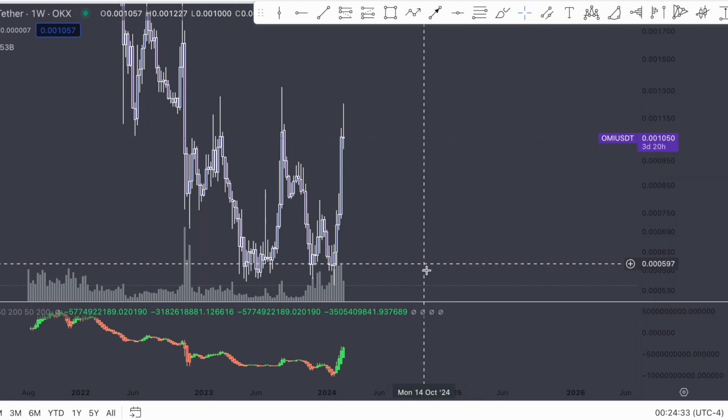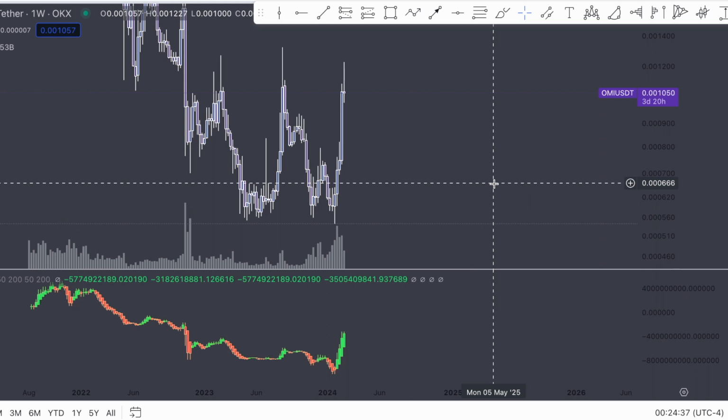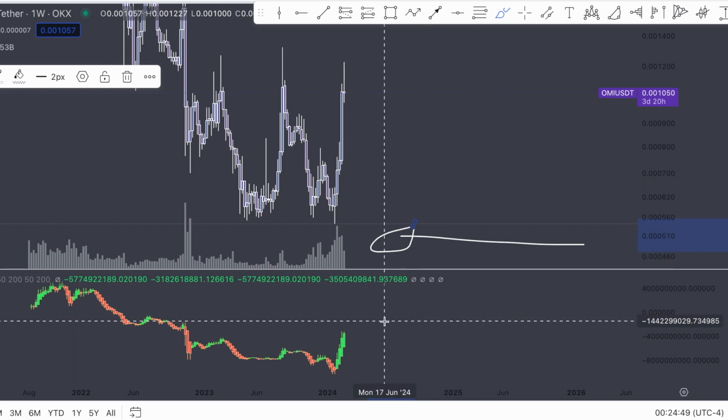So let's get right into it. First thing I'm going to be using is volume. Volume is king, volume is key. So here we're just going to use the basic volume indicator right here on the bottom, guys. And finally, we're also going to be using the cumulative delta volume index, or the indicator.